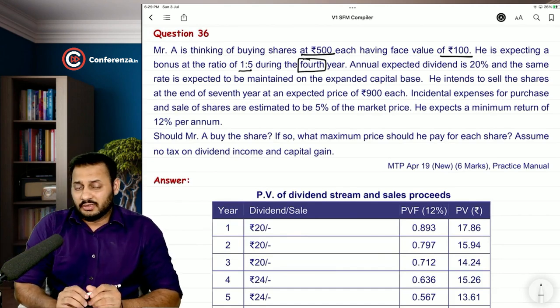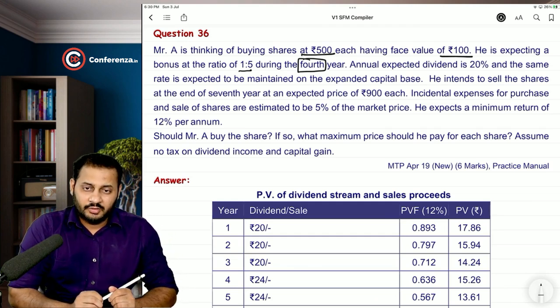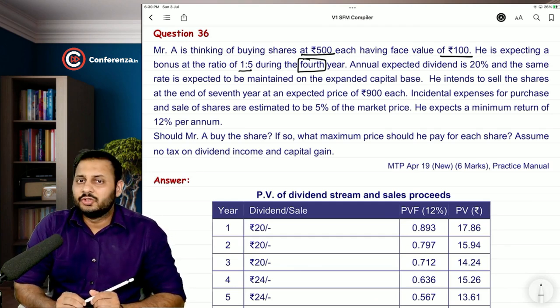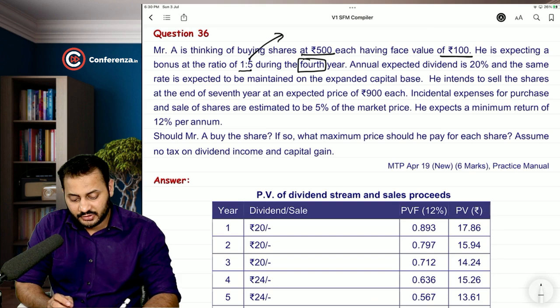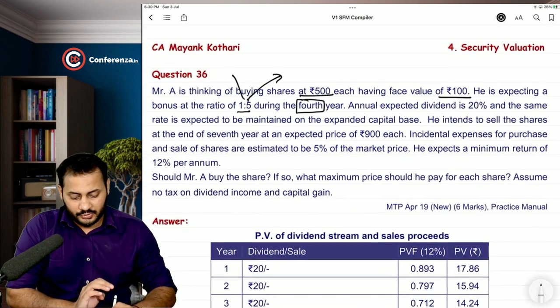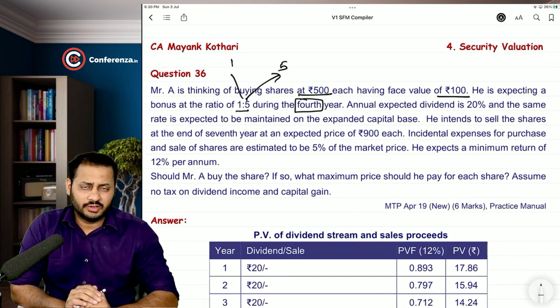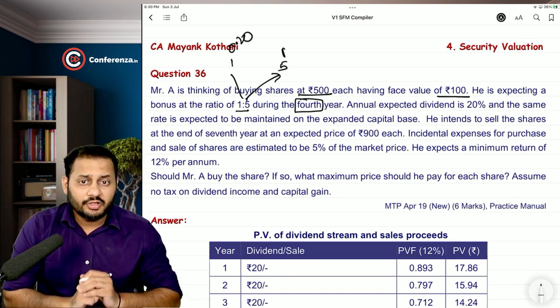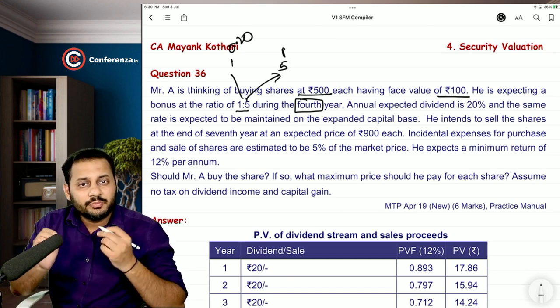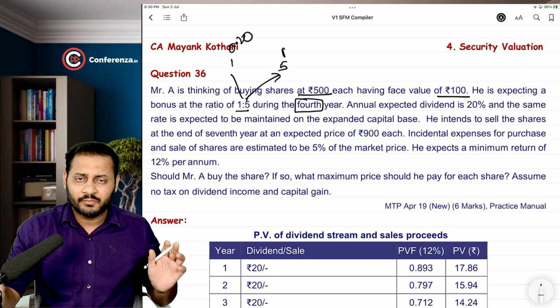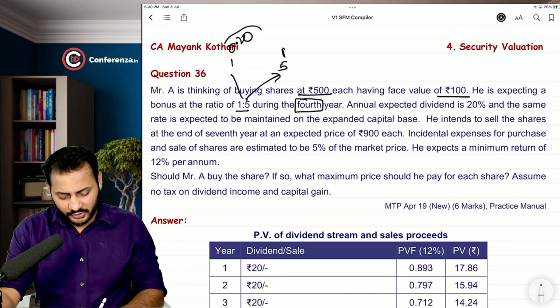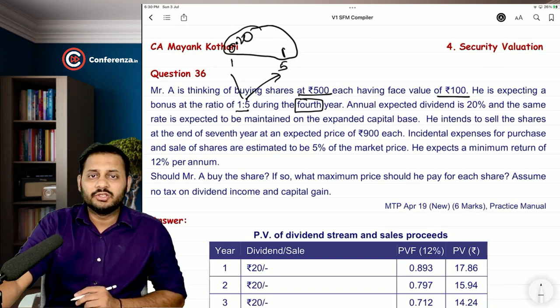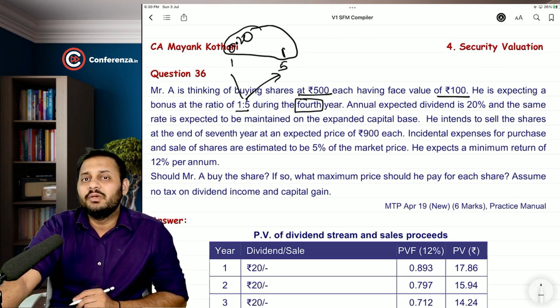The total period in this question is 7 years. For the first 3 years, there is no bonus ratio. But then on the 4th year, if you have 5 shares, you will get 1 as bonus. So if you have 5, you will get 1 as bonus. What if you have 1 share only? You will get 0.20 as bonus. But then you might raise a question. Sir, shares cannot be distributed in decimals. I agree with that thing. For the purpose of calculation only, we are going to make it easy and take 0.20 and 1. Otherwise, in reality, it will be in whole number.